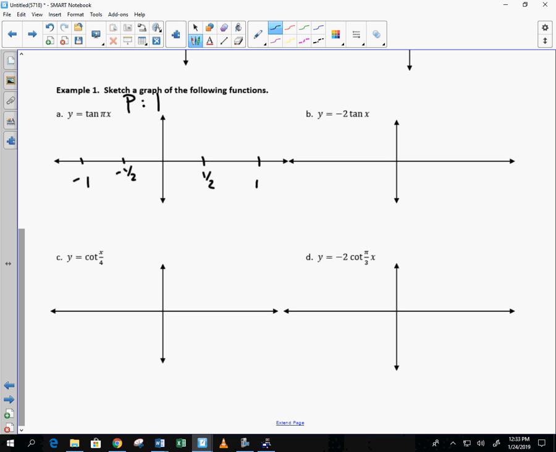Is tangent equal to 0 at the period, or is it undefined at the period? It's equal to 0 at the period. So wherever I have period values, I draw circles. What happens halfway in between? It's undefined, so I have vertical asymptotes. Does tangent start up and finish down, or start down and finish up? Starts down, finishes up.